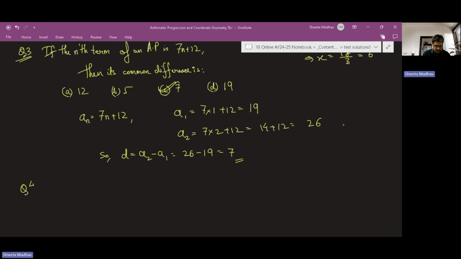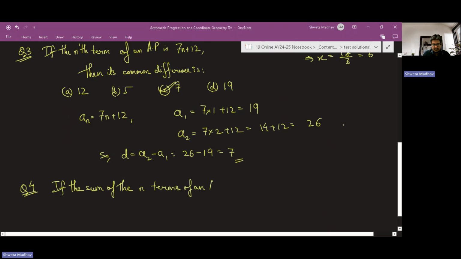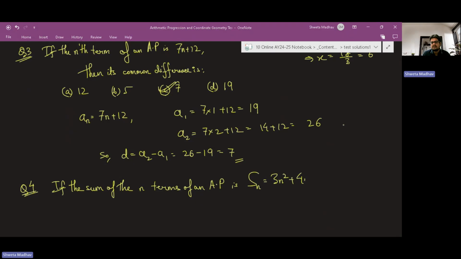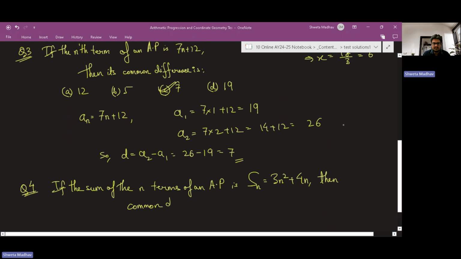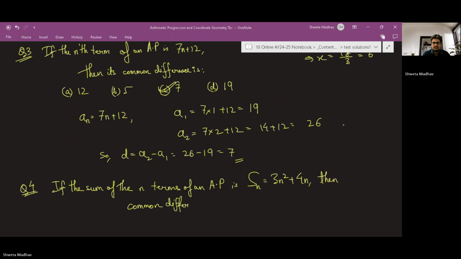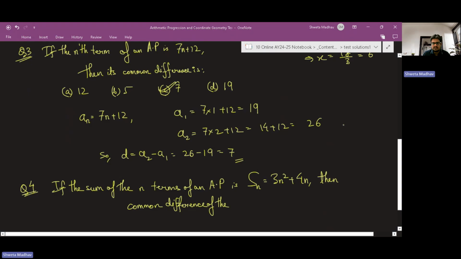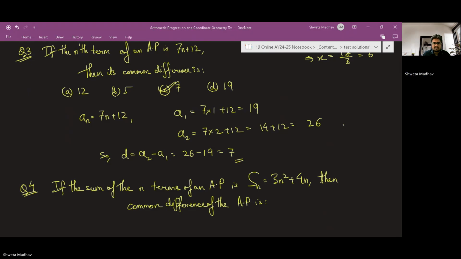So then question number 4, it is told: if the sum of the n terms of an AP is given as Sn is equal to n square plus 4n, then the common difference of the AP is. Option A is given as 7, option B is given as 5, option C is given as 8, option D is given as 6.